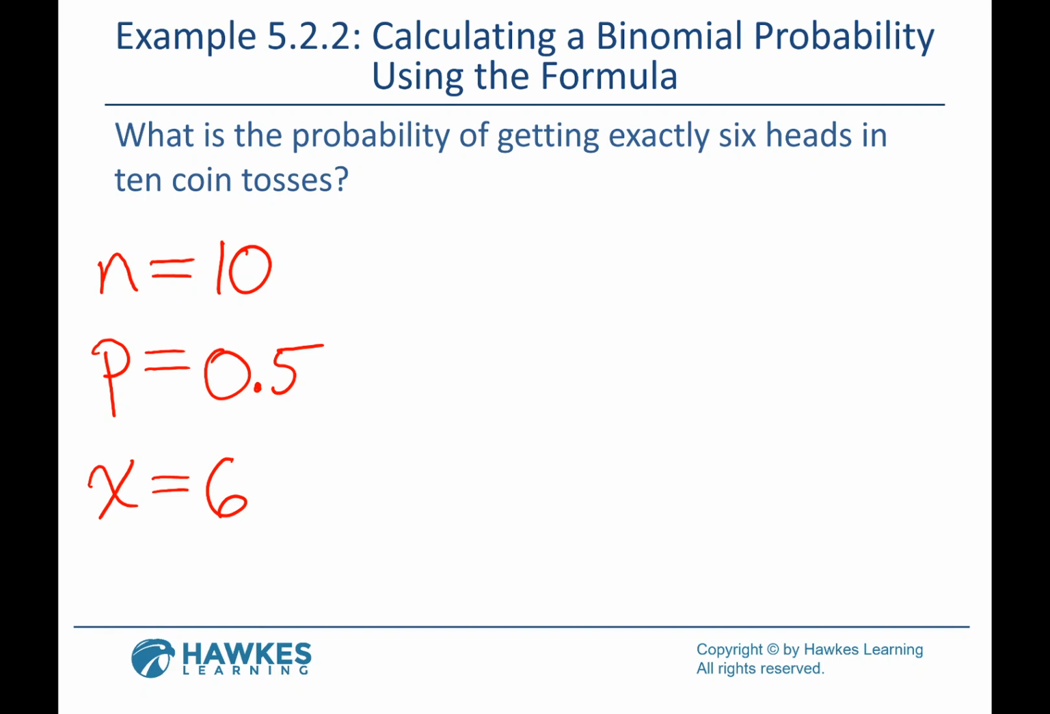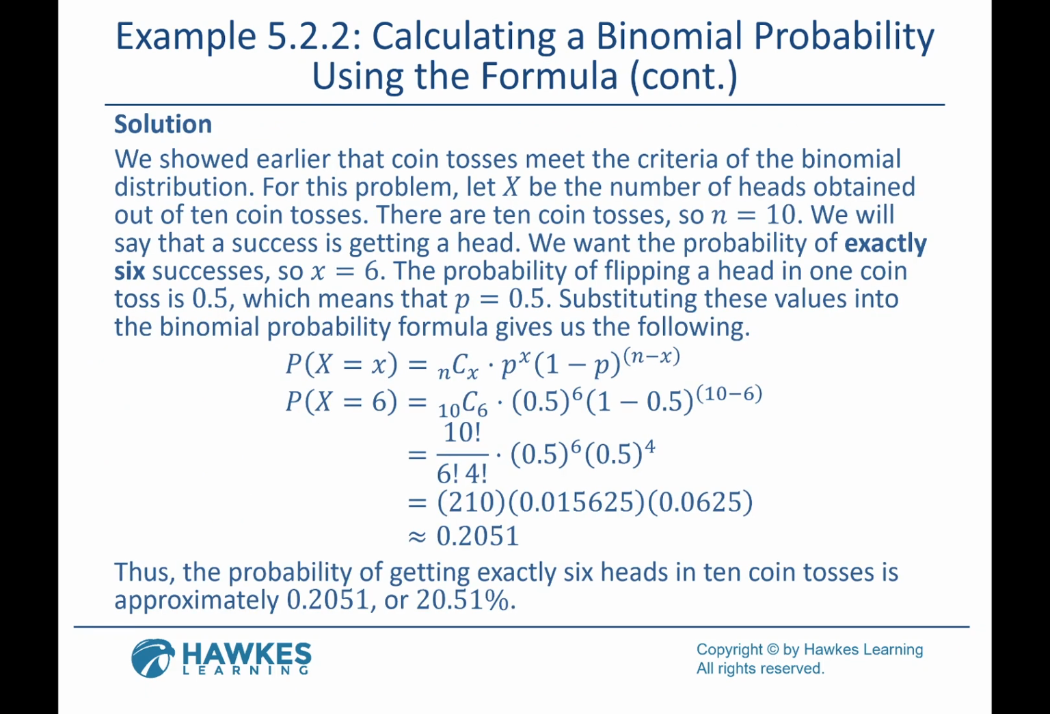If you wanted to, you could do this one with the formula. We would take everywhere there was an n, we plug in 10. Everywhere there's a p, we plug in 0.5. Everywhere there's an x, we plug in 6. That's what they do here, you can look over it if that's what you want to do. It's really not bad. You don't even have to do that step in the calculator. You just punch in 10 C6 once you find the button, and you'll get an answer.